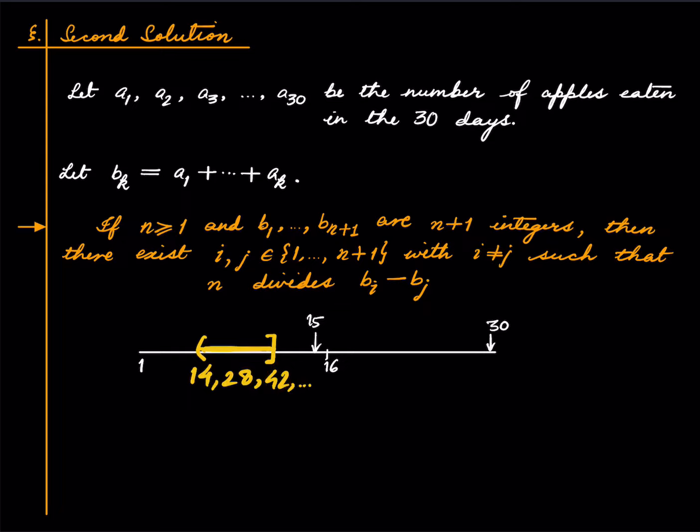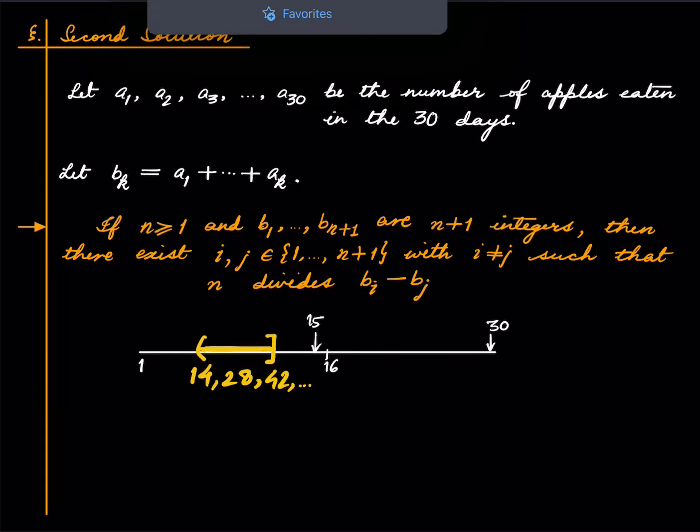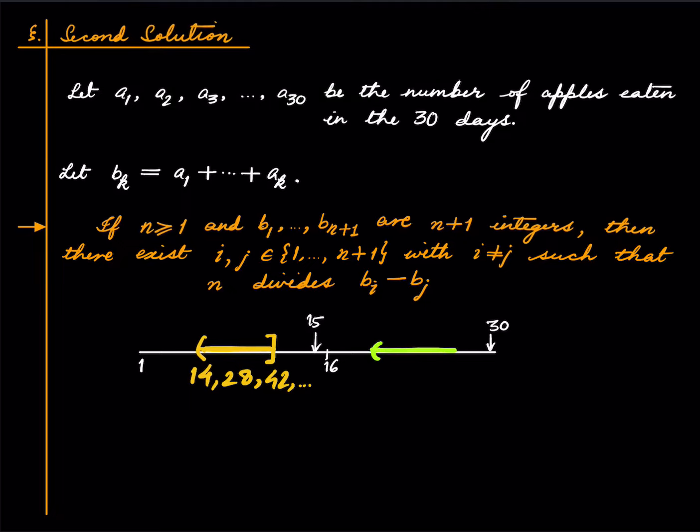And by the same reasoning, the person is going to consume some number of apples divisible by 14 in this next 15-day period, either 14 or 28 or 42 apples. All right. Now, if the number of apples consumed in this yellow period was 14, then we are done. Or if in the green period it was 14, then also we are done. So we may assume by way of contradiction that this number is not 14 and that number is not 14.